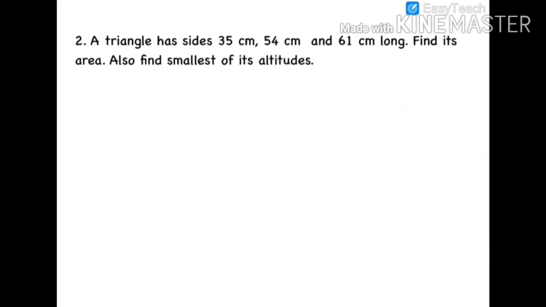Question number 2. A triangle has sides 35 centimeters, 54 centimeters and 61 centimeters long. Find its area. Also find smallest of its altitudes.